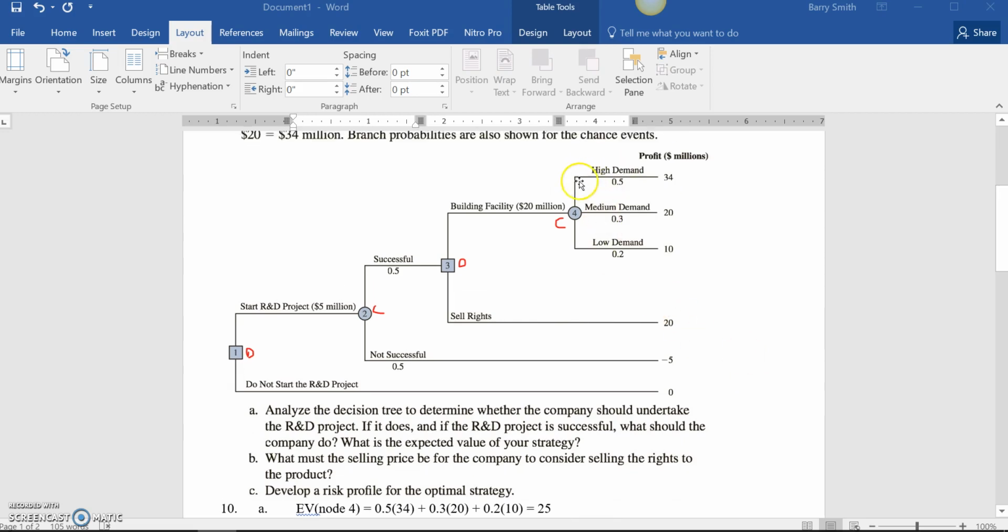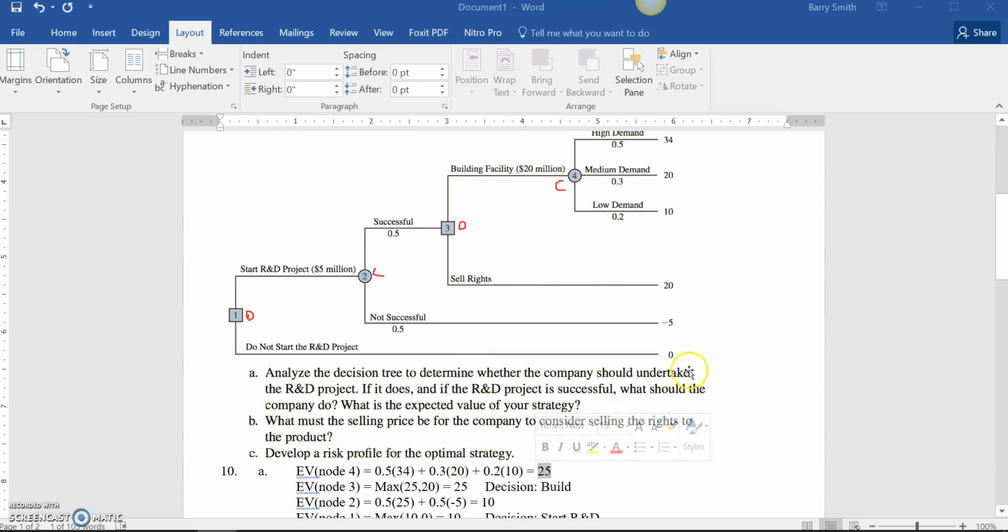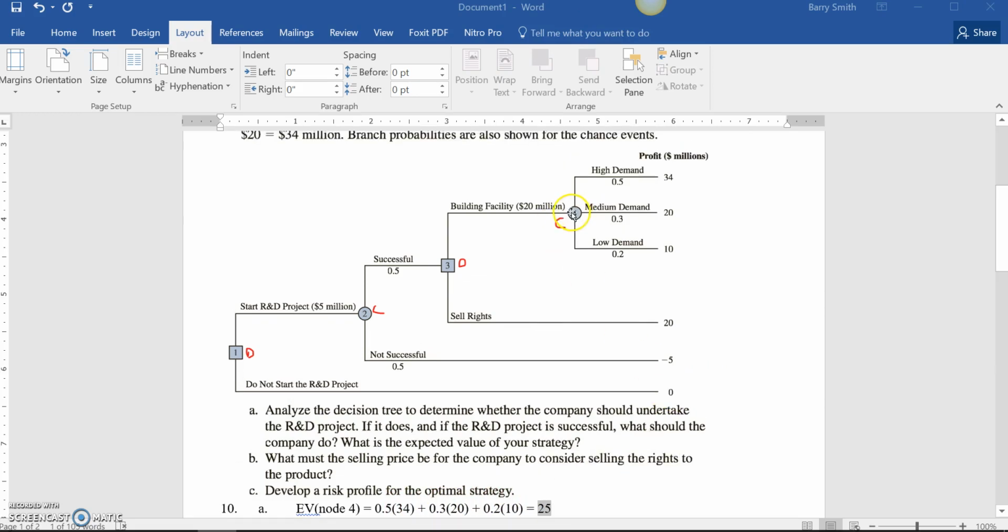All right, so we're going to start up here, and we need to work our way back on the nodes. So we'll start here at node 4, and what we're going to do is take the probability of high demand times the profit, and add to that the probability of medium demand times its profit, plus the probability of low demand times its profit, and that will give us what node 4 should be. So node 4 is going to be the 0.5 times all that, and we end up with 25 as our value. So that's what this node is.